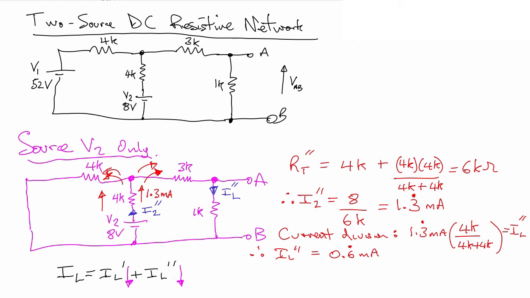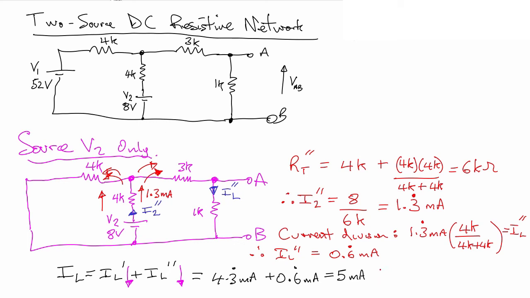Okay, so the answers to this lot was 4.3 milliamps recurring plus 0.6 milliamps recurring, which of course gives you 5 milliamps exactly.